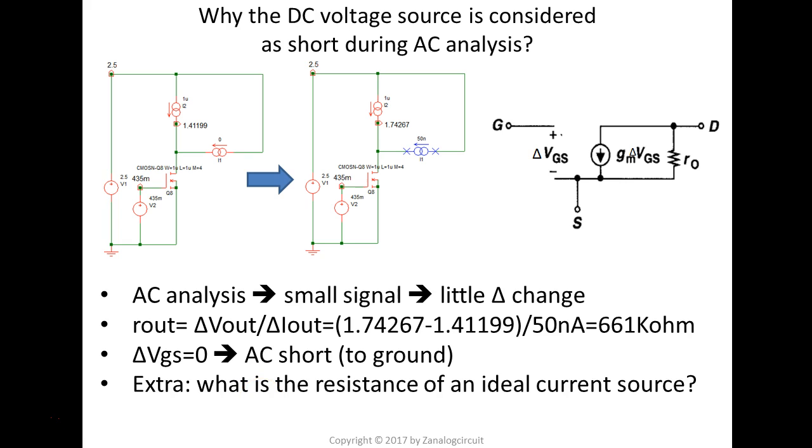Now, one extra question here. What is the small signal resistance of an ideal current source? We have an ideal current source here. What is the small signal resistance of that one? Think about it. It's actually, as you guessed, infinity. Why infinity? Just imagine you have an ideal current source and you apply a delta voltage on top of it. Does the current going through this current source change? No. So delta V over 0 is equal to infinity. So the resistance of the ideal current source is positive infinity.